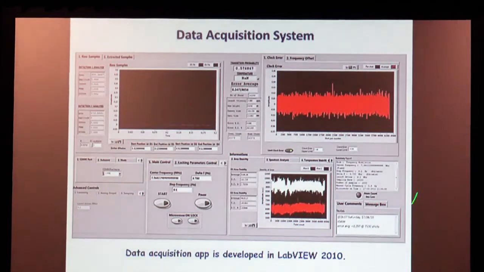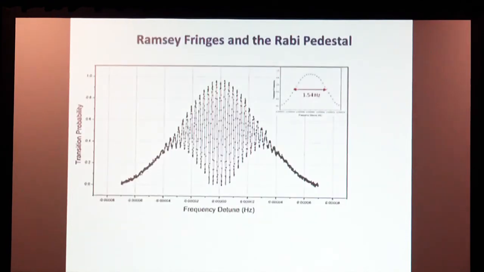We have a data acquisition system which is completely automated in LabVIEW. Here you can't see this very clearly. You see the signals of detection, and this is the transition probability, and it's logged continuously. This is, I think, a few days of data. So this kind of a GUI appears on the computer.